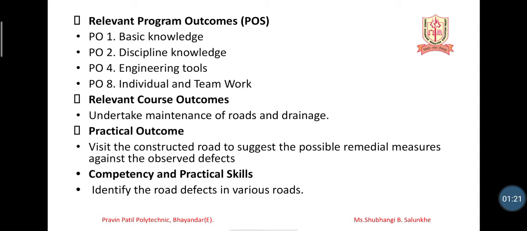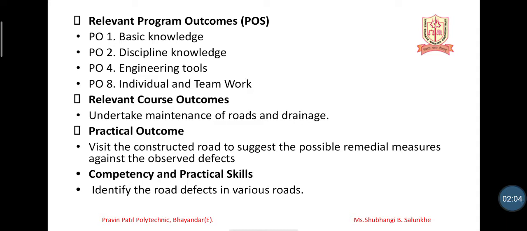Which all the program outcomes we are going to study in this? We should have basic knowledge. Basic knowledge means an ability to apply knowledge of basic maths, science and engineering to solve engineering problems. Then we should have PO2, that is discipline knowledge. Discipline knowledge is an ability to apply discipline specific knowledge to solve core applicable engineering problems. Then we require PO4, that is engineering tools, and apply relevant civil technology and tools with an understanding of their limits.